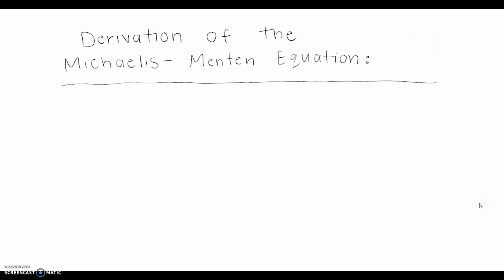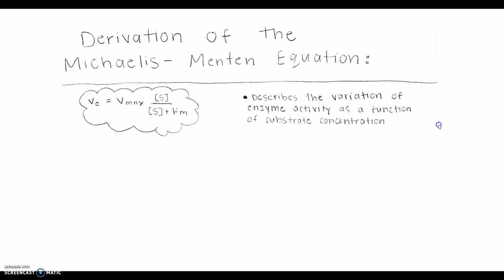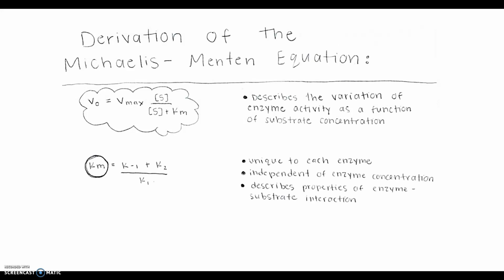This video is on the derivation of the Michaelis-Menten equation. The Michaelis-Menten equation, shown there on the screen in that bubble, describes the variation of enzyme activity as a function of substrate concentration. The variable Km in this equation is a compilation of rate constants called the Michaelis constant that is going to be unique to each enzyme and is going to be independent of enzyme concentration.